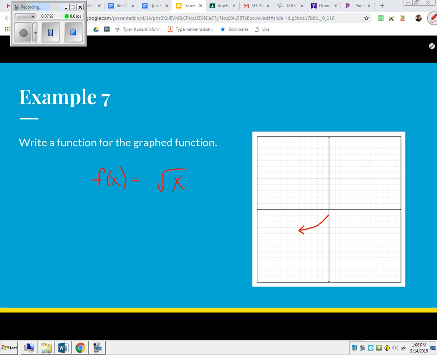Reflect it twice. Here's my original swoop right here. I reflected it over the y-axis, which puts a negative where? Inside the function. And then I reflect it again down here. That rotates it 180 degrees. And whenever I reflect it down, it puts the negative on the outside.